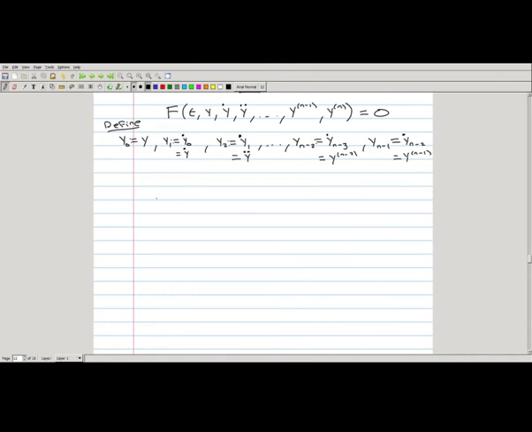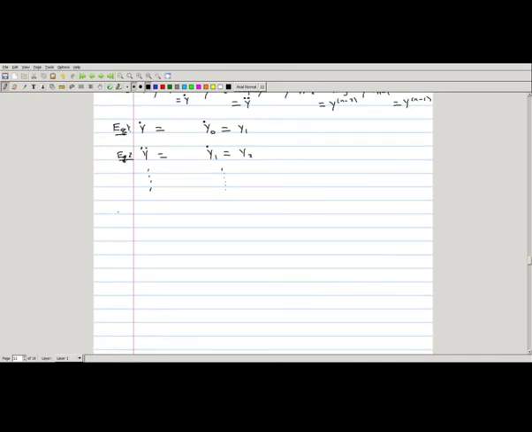And so this constitutes a system of n minus 1 equations. The first equation is for y dot, and this is saying that y naught prime is equal to y1. The second equation is for y double prime, and this is that y1 prime is equal to y2, and this continues all the way down to equation n minus 2.